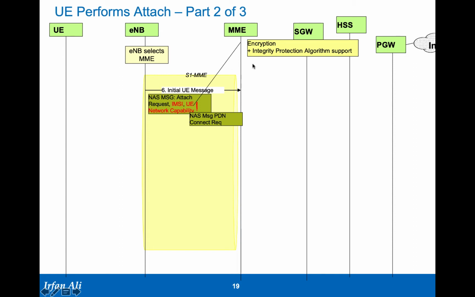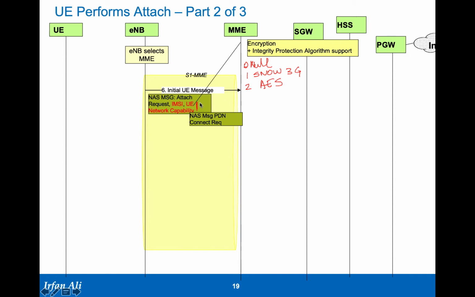Now, in LTE, as also in 5G, there are three algorithms that the mobile is required to support. The very first algorithm is the null algorithm. That means no encryption or integrity protection. The second one is the SNOW 3G algorithm, which is required to be supported by the mobile and the network. And the third one is the AES algorithm, the Advanced Encryption Standard algorithm, that needs to be supported by both the mobile and the network.